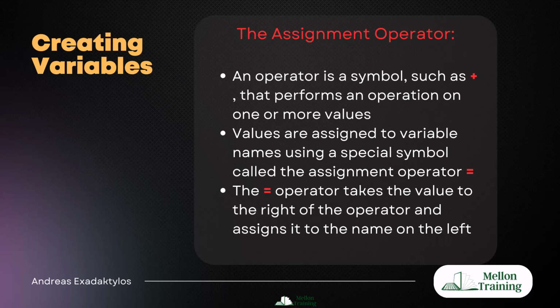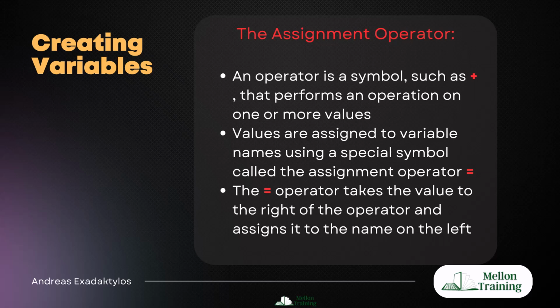An operator is a symbol, such as plus or minus, that performs an operation on one or more values. You used one earlier, like 2 plus 2, and it performs addition in that case. If it was 2 minus 2, it would perform subtraction. In the case of assignment, values are assigned to variable names using a special symbol called the assignment operator, which is a single equal sign, and this can be a little confusing.